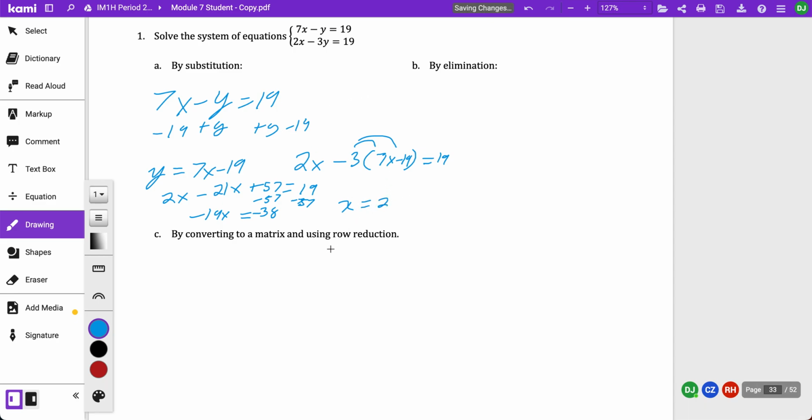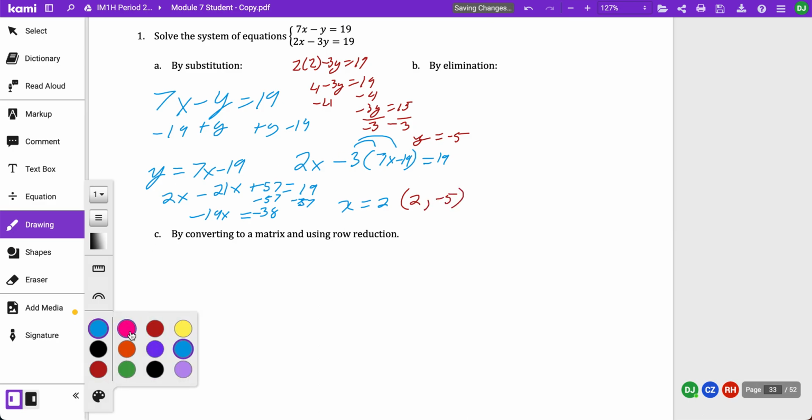And now that I know what x is, I can plug it back into either one of these. It looks a little easier on the bottom one. So over here in red, it will be 2 times 2 minus 3y is equal to 19. 4 minus 3y is equal to 19. Minus 4 on both sides, negative 3y is equal to 15. And when I divide both sides by negative 3, I get y equals negative 5. So right now we know the point of intersection of these two is 2 comma negative 5.